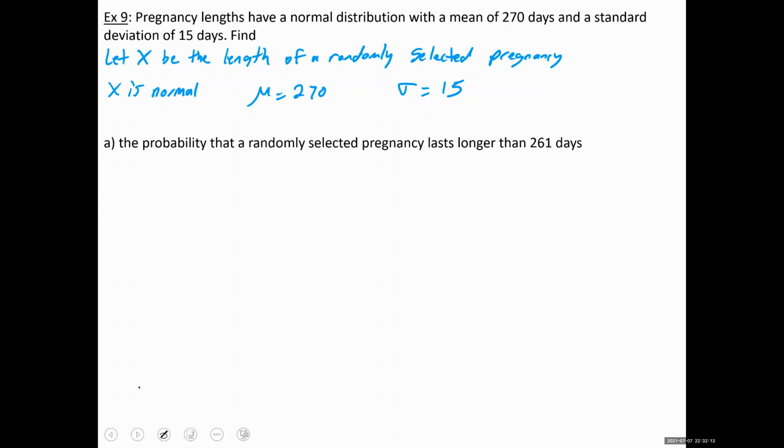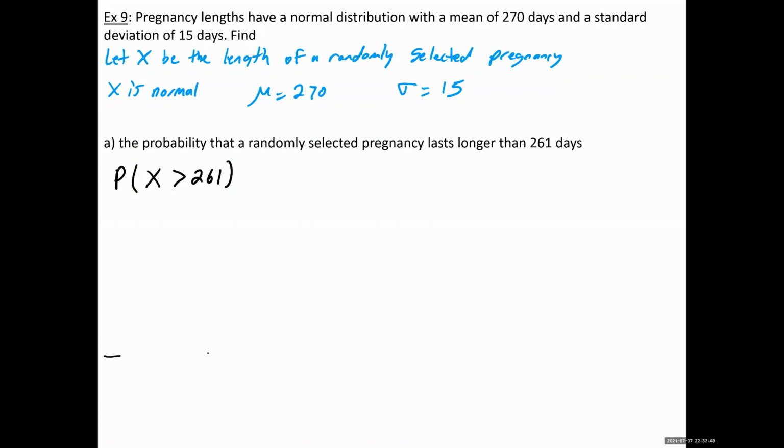The probability that Z is greater than 261. X, my bad. That's the length of the pregnancy. Probability X greater than 261. Yeah. Lasts longer than, that means bigger than 261. So it's like you draw an index card, you get a number bigger than 261. If you get it to there, the rest of it is like example 8. But just a couple extra things we had to get. We had to write the notation.